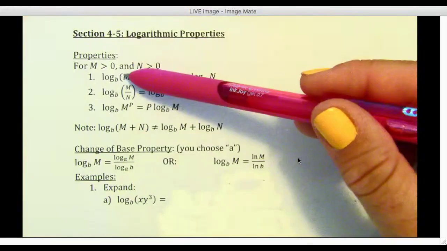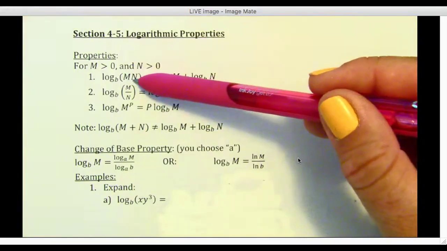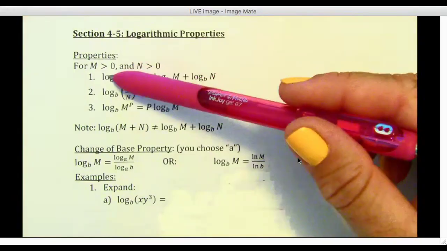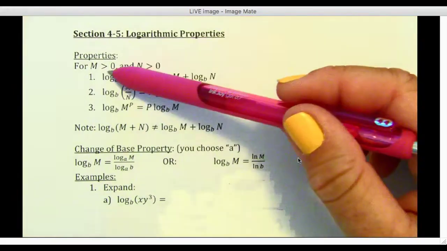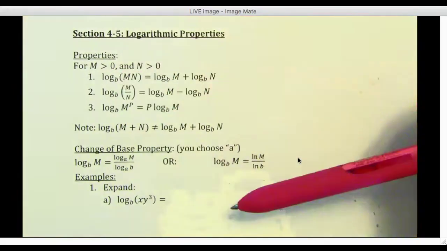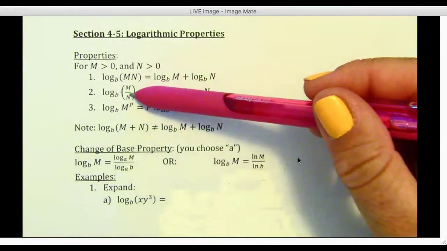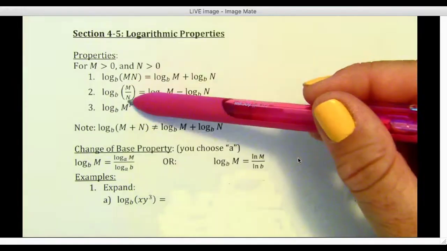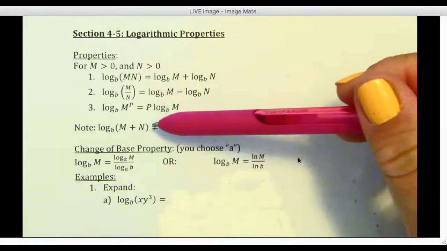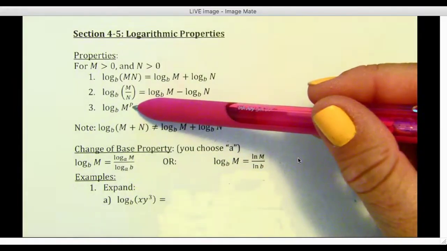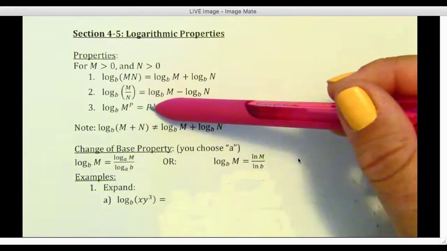Remember that if we have two terms being multiplied inside a single logarithm, then those can expand to addition, going from one logarithm to two separate logarithms. Similarly, with division, we can divide two terms and those expand to subtraction. And if we have a power on top of what's inside the logarithm, that power can move out front.